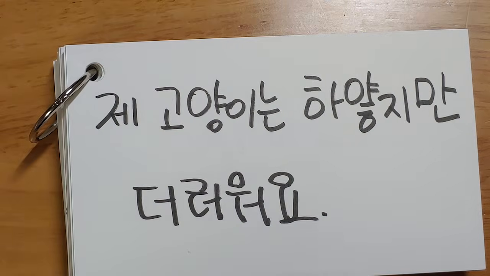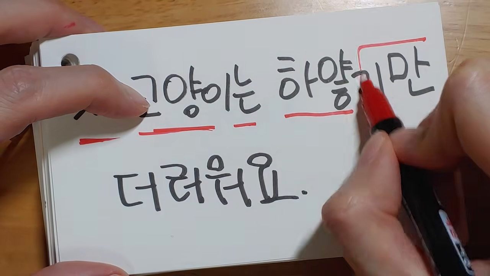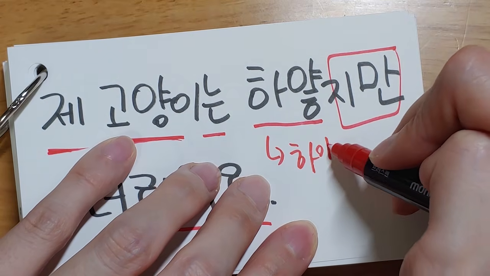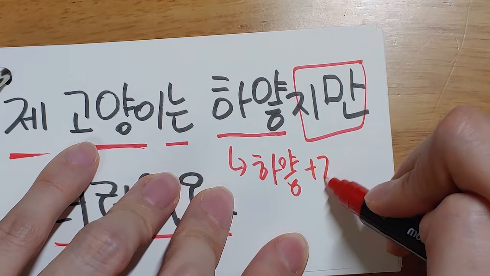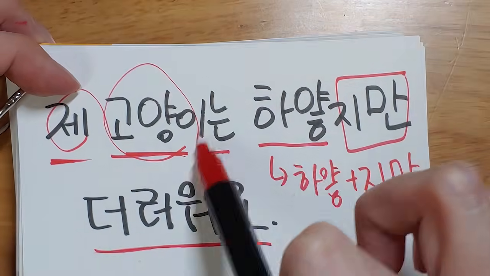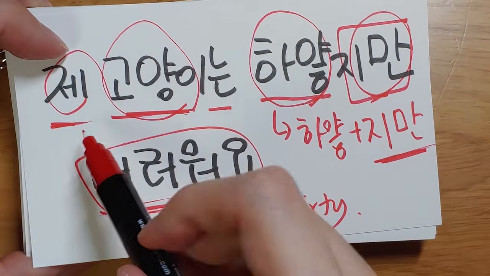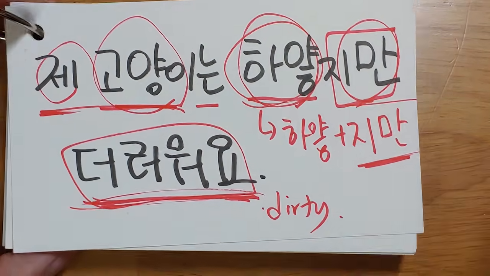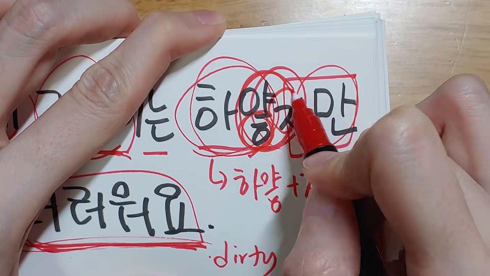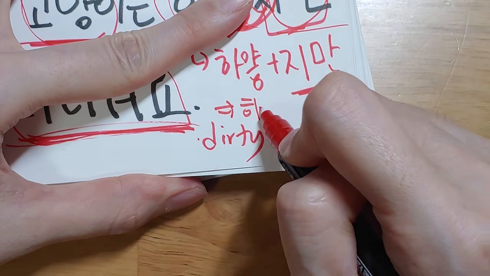And last one. 제 고양이는, my cat, subject marker, 하얗지만 더러워요. So this is a combination of the verb 하얗다, which means to be white, and the conjunction 지만, that means but. So this sentence means my cat is white, but 더러워요. It means to be dirty. So my cat is white, but dirty. 제 고양이는 하얗지만, this one has 히읗 받침 and 지읒 consonant, right? So it produces 치 sound. That's why it's pronounced like 하얗지만.